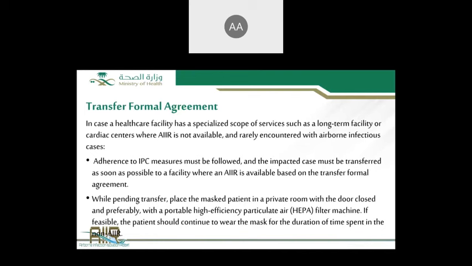What they will do first is adhere to and follow the infection prevention and control measures. Also, the patient should be transferred as soon as possible to a facility that already has an airborne infection isolation room available, and this should be based on the transfer formula agreement. That means they should have a transfer formula agreement with another healthcare facility that has an available airborne infection isolation room.